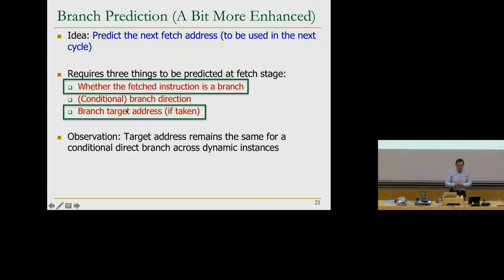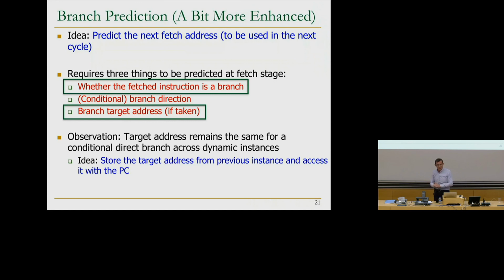So the observation, why this works, is target address remains the same for a conditional direct branch across dynamic instances. This is also true for unconditional PC plus offset-based branches, clearly. So if your target address is always the same for the same static branch, if you execute it once, the target address is the same. Next time, the target address is the same. For the example over here, if then else, the target address is the same, right? One of the targets is PC plus 4. That's easy to calculate. The other target is whatever the beginning of this memory address is, essentially, for that block.